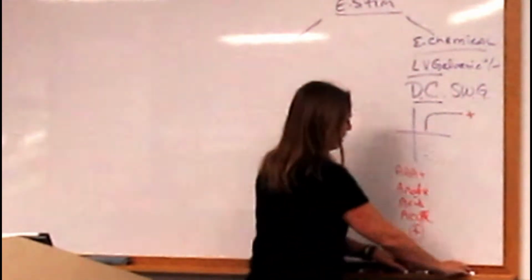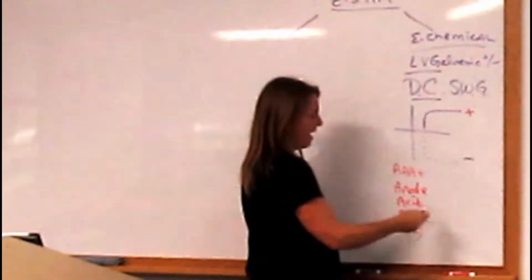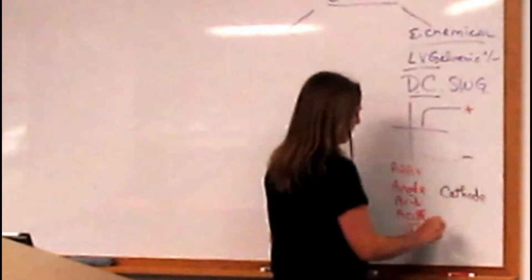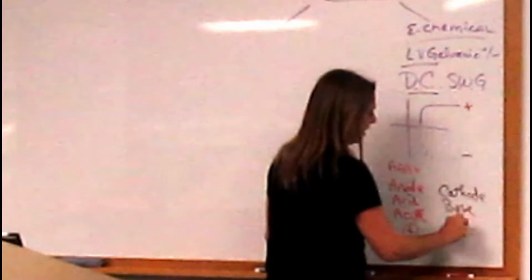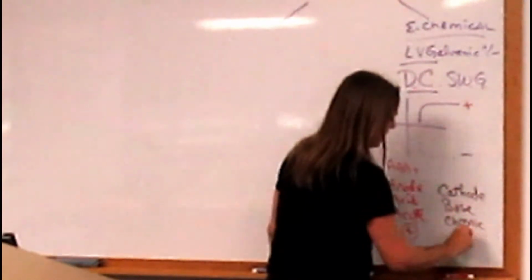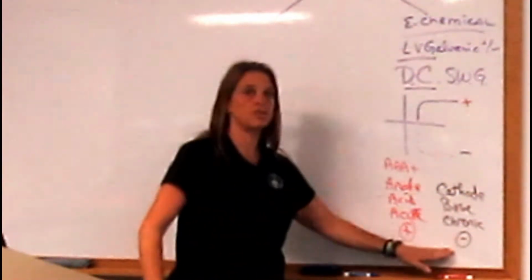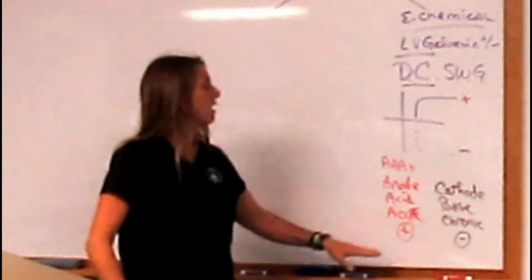Versus if we're going to look down here into the negative, then it's the rest of what we haven't named already. So the cathode is going to be putting out a base, and that's for treating chronic, and that's a negative. When you want to soften tissue, you're going to choose which? The base or the anode?